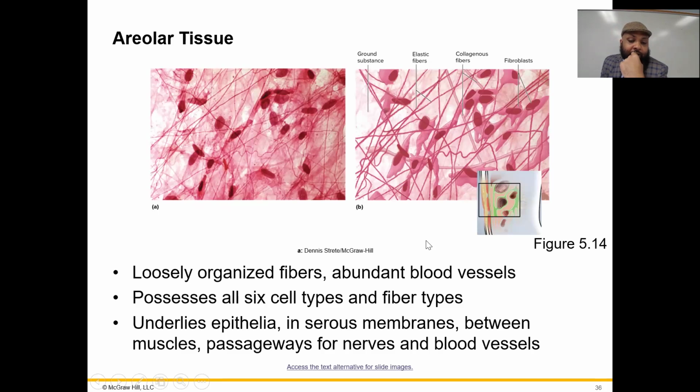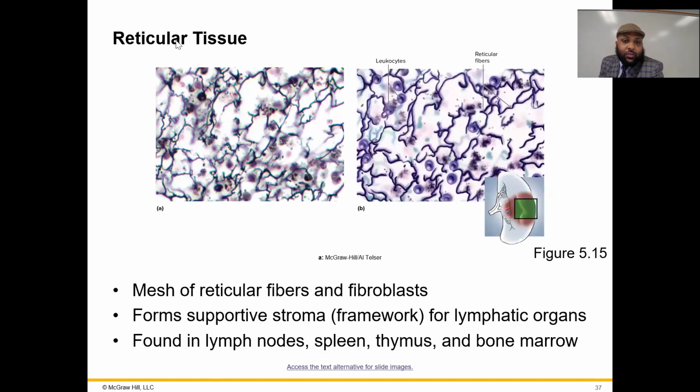Loosely organized fibers and abundant blood vessels. They possess all 6 cell types and fiber types. And this tissue underlies the epithelia, the serous membranes, lies between the muscles, and forms the passageways for the nerves and the blood vessels.